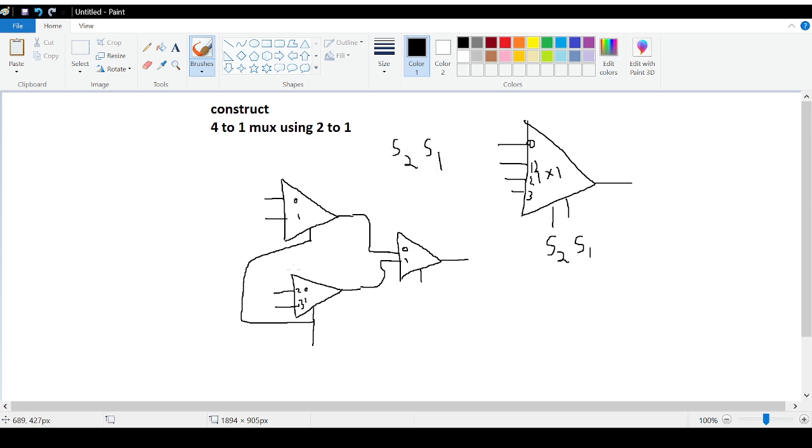So remember, for the initial mux in the first stage, the selector bits should be shorted. That is, the same selector bits should pass through the first mux, and for the later mux this will be another selector bit. Okay, so whatever I pass through this selector bit, the same thing will pass through this selector bit as well. Now the question is, which one is S2 and which one is S1? Okay, so what do you guys think? Which one is S2 and which one is S1?